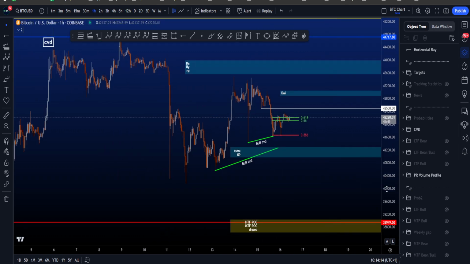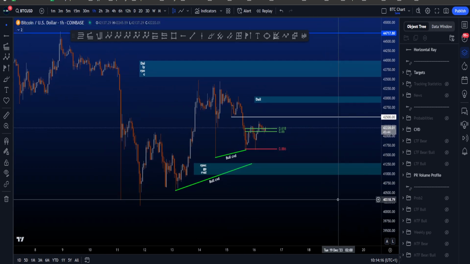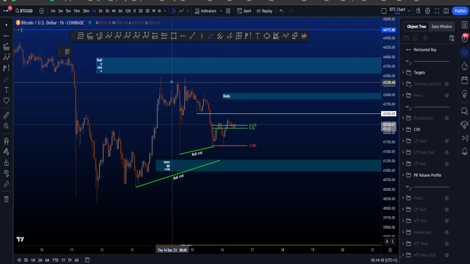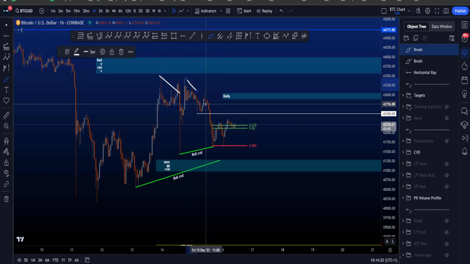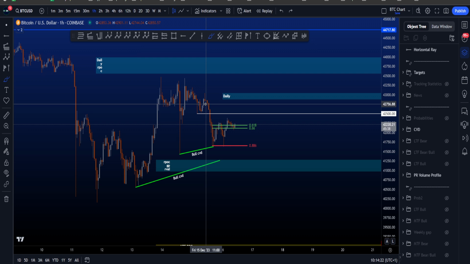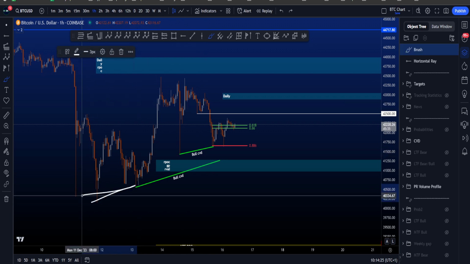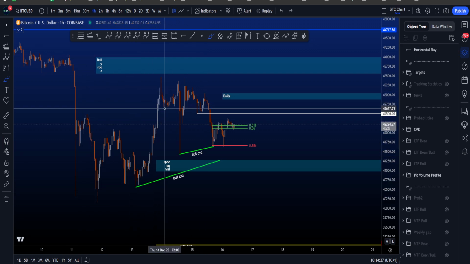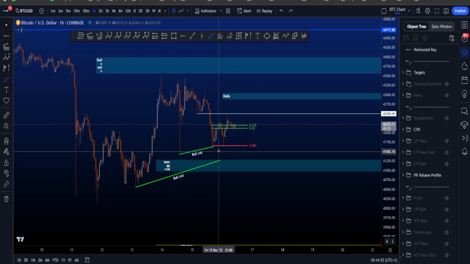If we look at the CVD divergences, we do have some bullish CVD divergences going on. Now, the bearish ones that we had here played out very nicely. CVD is absolutely amazing. We had bullish CVDs over here already, which also played out, showing absorption of market longs or market shorts with limit longs or limit shorts.